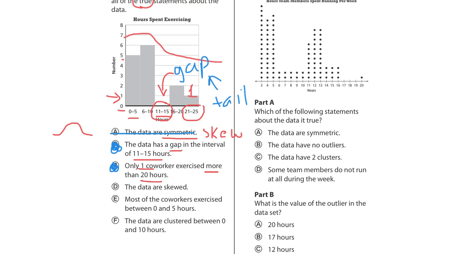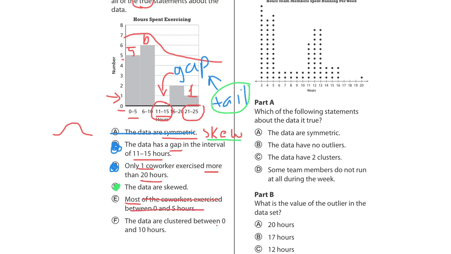The data are skewed. That's what we said before. Skewed because there's a tail. So this one is correct as well. Most of the coworkers exercise between 0 and 5. For it to be the most, here we have 5, but we have another one who has 6. So it cannot be the most. So this one is not correct.